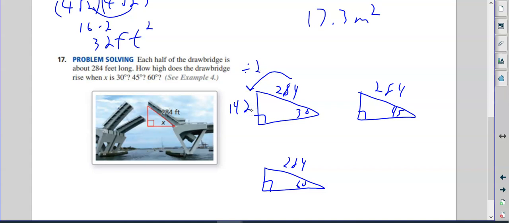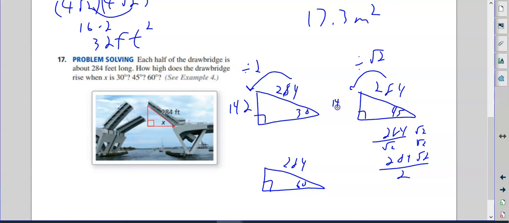On the 284, on a 45, we're going to divide by radical 2. So that's 284 divided by radical 2. Rationalize. So that's 284 radical 2 divided by 2. And we simplify. So that's 142 radical 2.